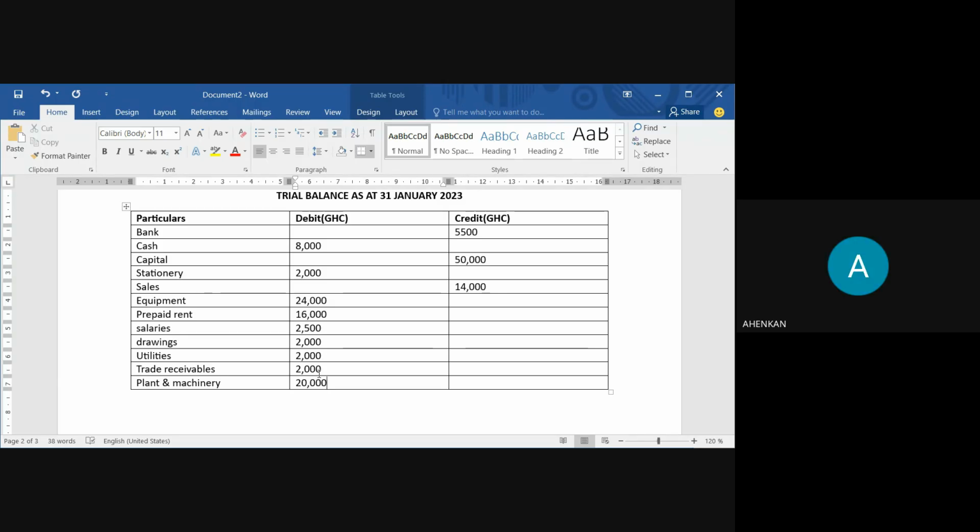Are we done? No, madam. We have trade payable. We've not done IPMC. Yes, trade payable. So trade payable, IPMC. How much? 16,000. Debit or credit? It's credit. Trade payable IPMC is credit. Are we done?